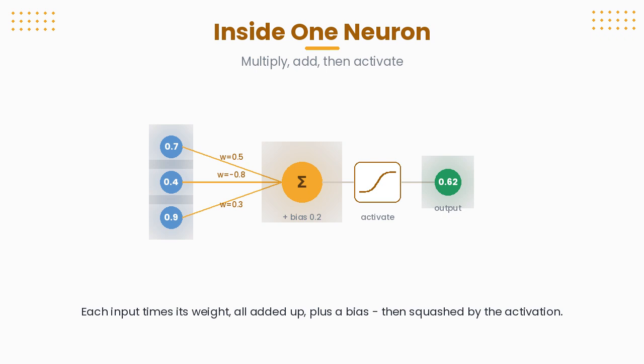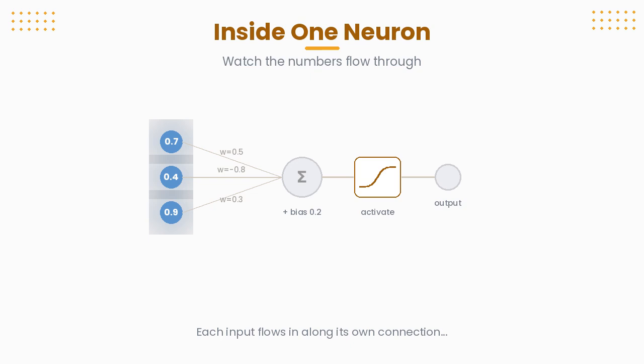Each input arrives with its own number. The neuron multiplies every input by a weight, how important that input is, then adds them all together, plus a little extra called a bias. Finally, it passes that total through an activation function. That's the whole recipe. Now let's watch it happen.